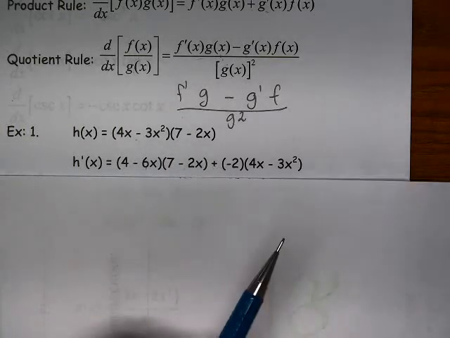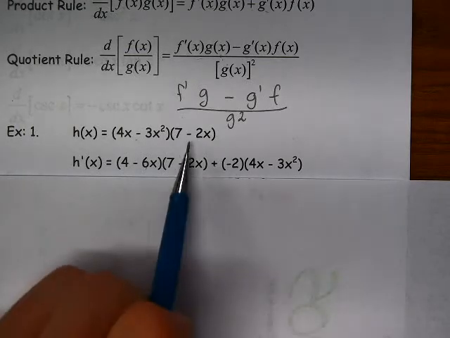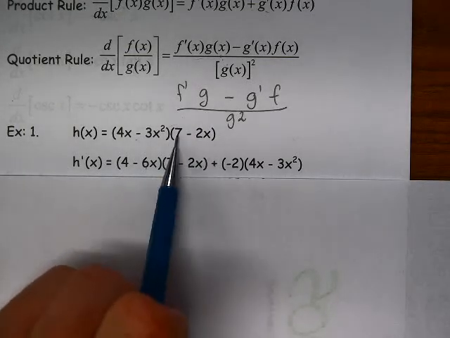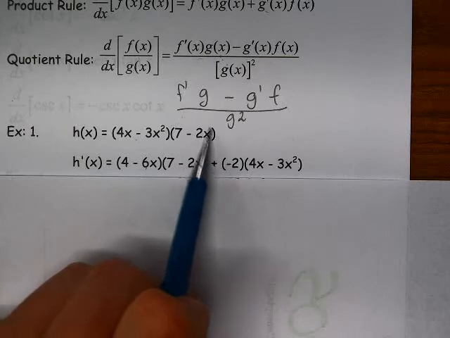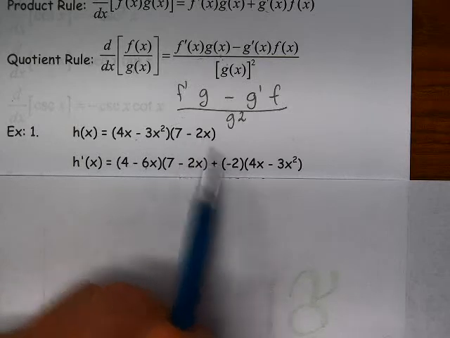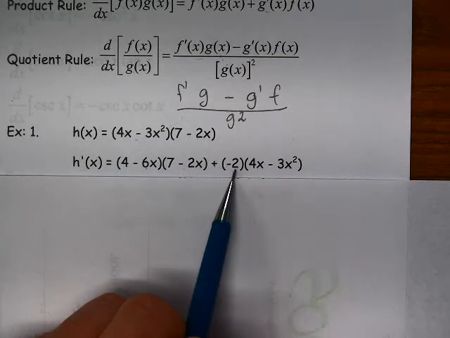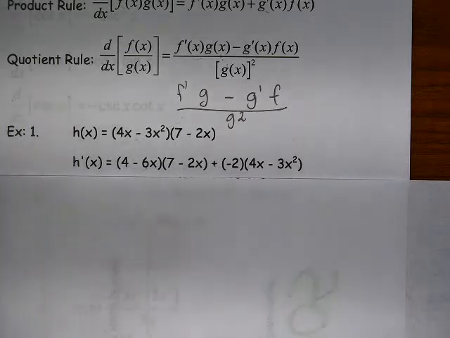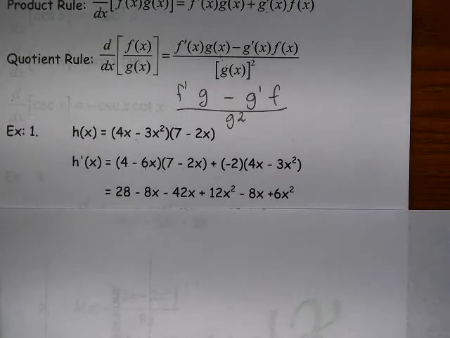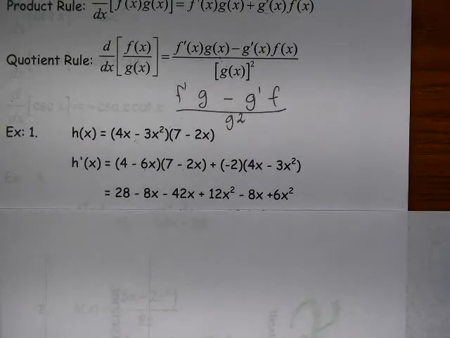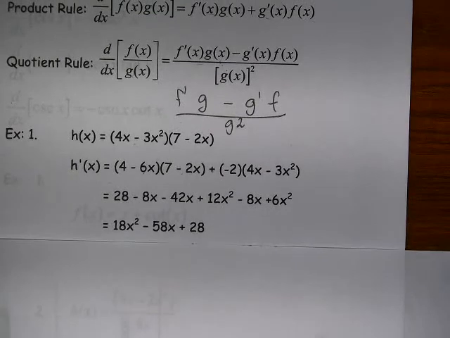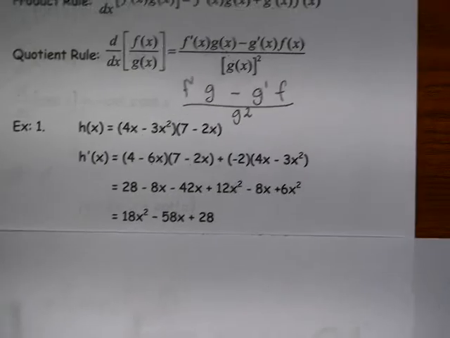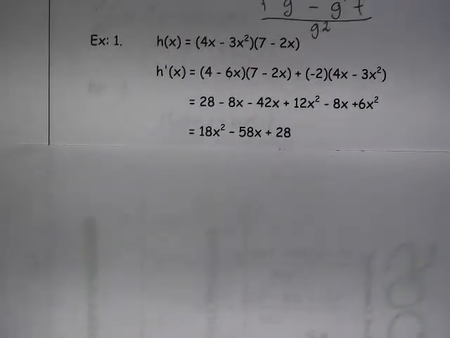plus the derivative of g. The derivative of g is 0, and then minus 2x, the derivative of minus 2x is minus 2. So the derivative of g, or g prime, is just negative 2 times the original f. And now from here it's just simplifying. I'm going to expand those out and then combine any like terms that I have. And I'm done with my derivative.